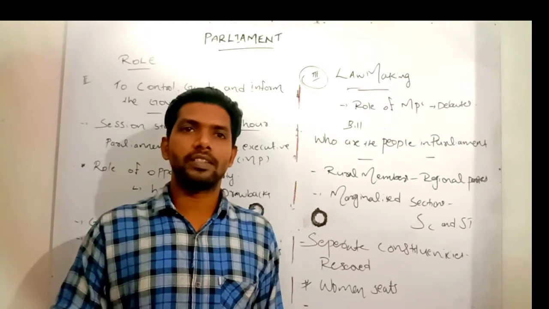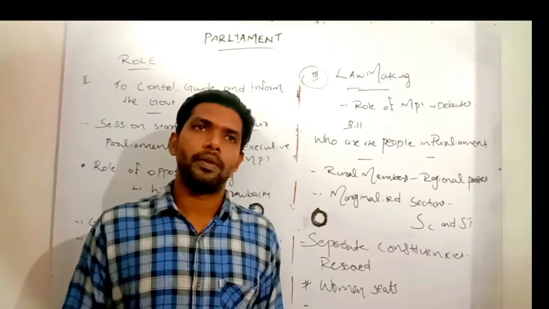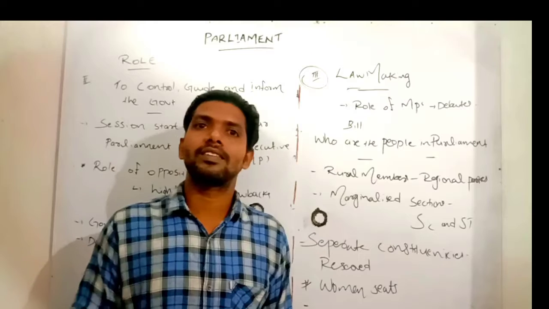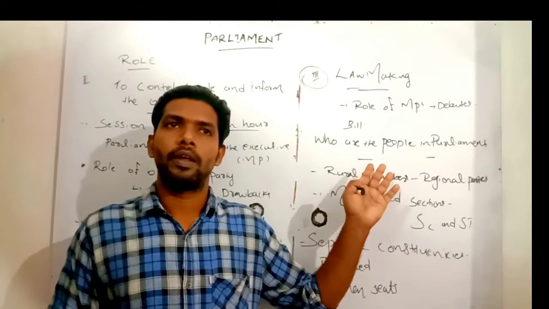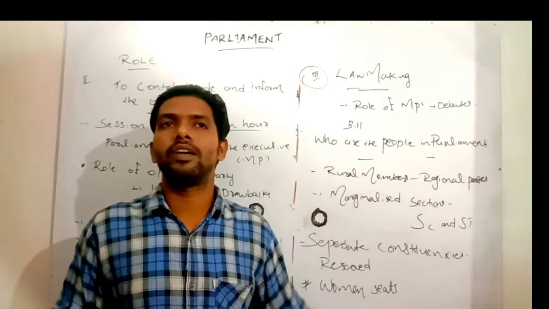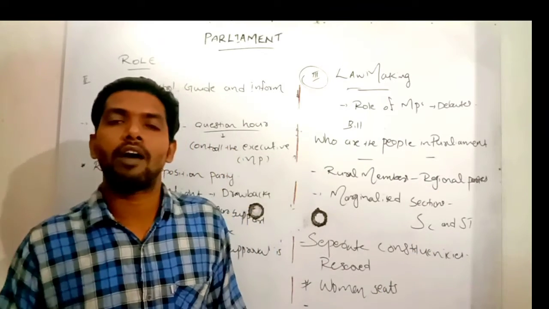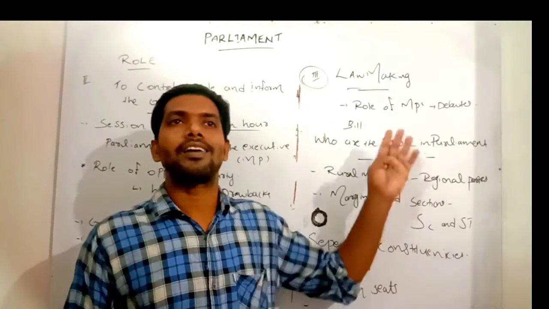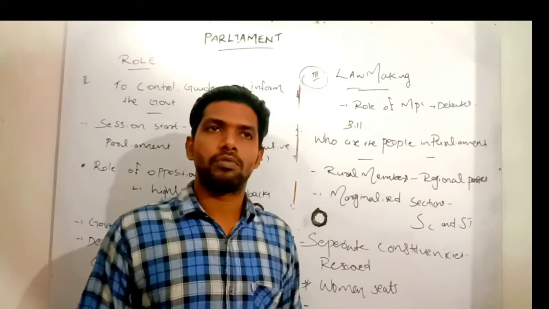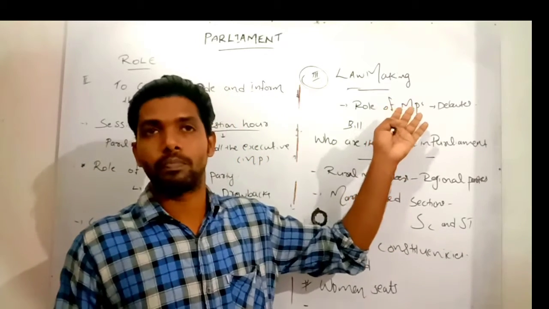And that bill is taken for discussion in our Lok Sabha and Rajya Sabha. Our MPs discuss the positive and negative sides of that bill or law. If they feel that it is good for India, they unanimously pass it. And if there is any controversy, any debate, any further opinion, that bill is taken to a vote, and a two-thirds majority is compulsory for passing that bill.